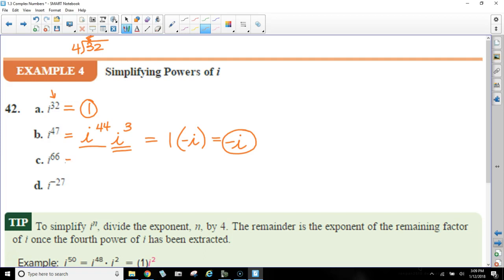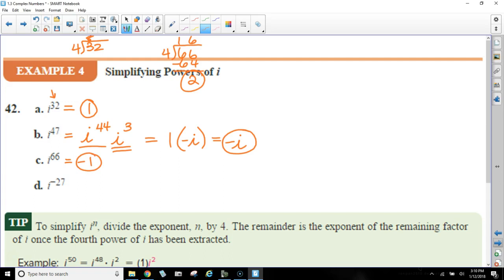I to the 66th. Now, 66 is an even number, so the answer is going to be 1 or negative 1. Well, 66 is not a multiple of 4, because when we take 4 into 66, it'll go 16 times. 16 times 4 is 64. We have a remainder of 2 here. So 66 is not a multiple of 4, so this should simplify to be negative 1 instead of positive 1.